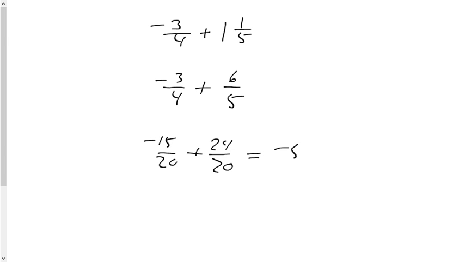Remember, keep your denominator. Add your numerators. The final answer will be 9/20 because negative 15 and a positive 24 make a positive 9 over the denominator of 20.